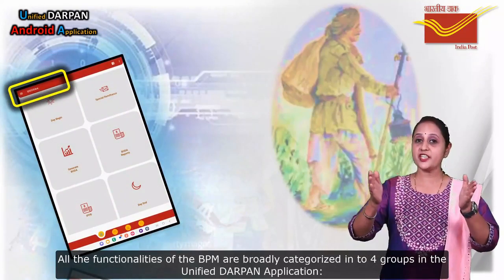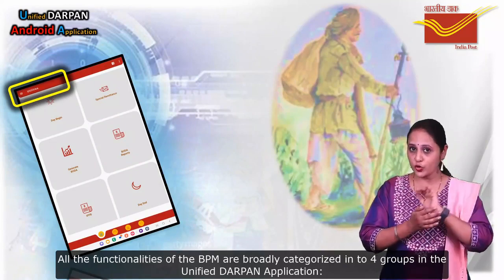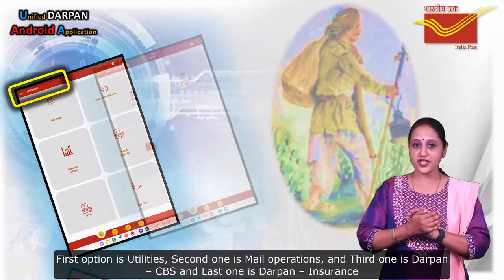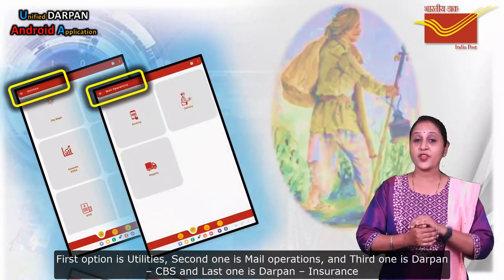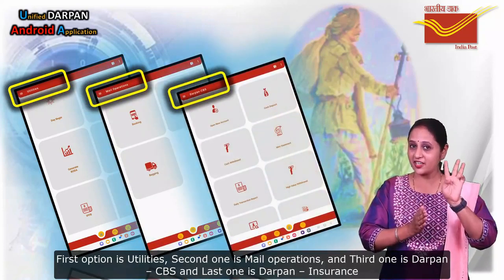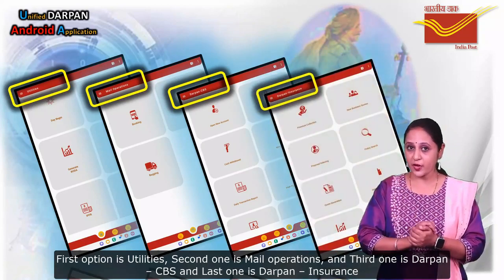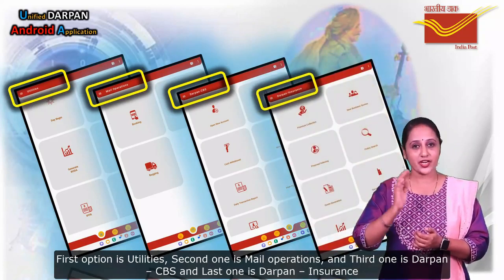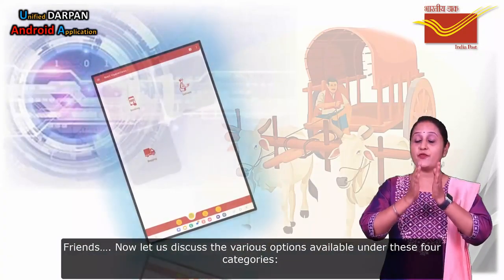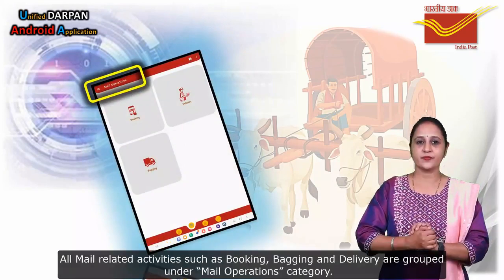All the functionalities of the BPM are broadly categorized into four groups in the Unified Darpan application. First option is utilities. Second one is main operations. And the third one is Darpan CBS. And last one is Darpan Insurance. Friends, now let us discuss the various options available under these four categories.